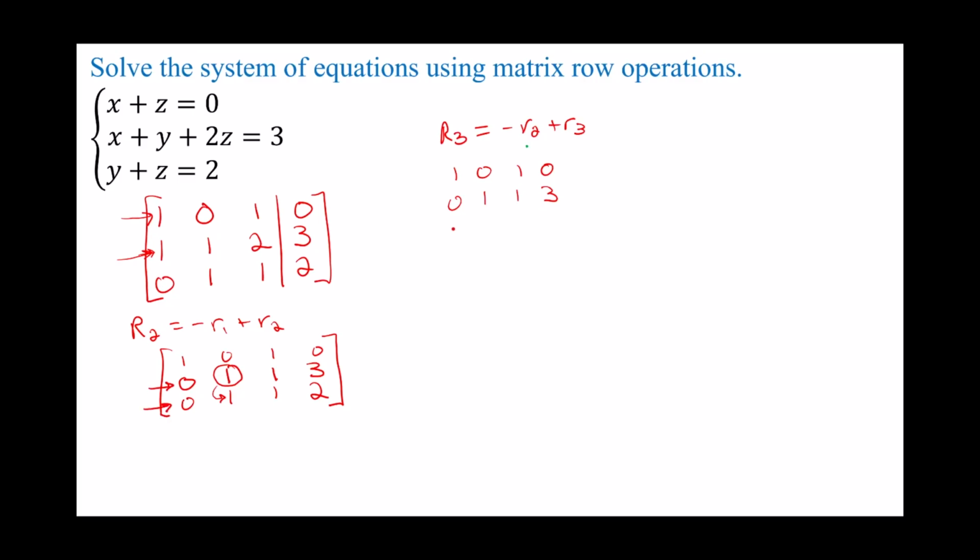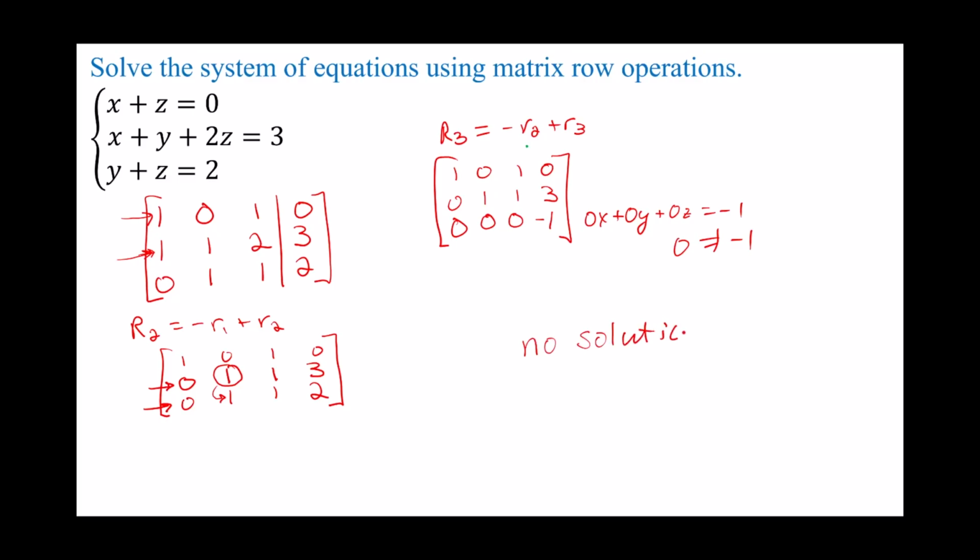So negative 0 plus 0 is 0. Negative 1 plus 1 is 0. Negative 1 plus 1 is 0. And negative 3 plus 2 is negative 1. Now notice that this last row says 0x plus 0y plus 0z equals negative 1, which is not true. 0 does not equal negative 1, no matter what x and y and z are. So this system has no solution.